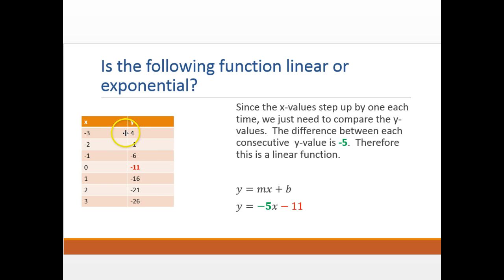So this is actually the difference in y. This is actually our slope too. Since x is increasing by 1, that's my delta x. My delta y is negative 5. Negative 5 over 1 is negative 5.